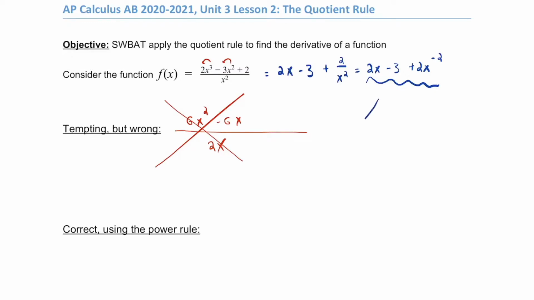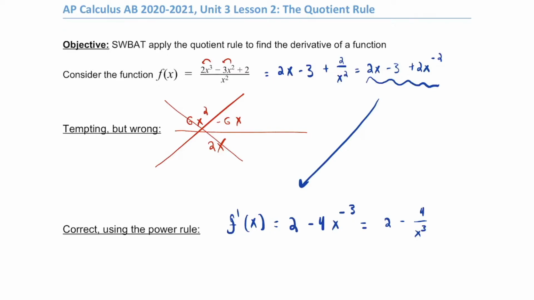And so we could find correctly using the power rule, once we have this in correct form, that this derivative here is equal to, well, the derivative of 2x is 2, and the derivative of 2x to the negative second is negative 4x to the negative third. And so this is actually the correct derivative here. You could rewrite this in a bunch of ways. 2 minus 4 over x cubed. Whole bunch of different ways that you could write this.